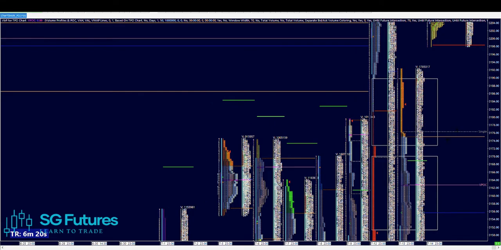So when I collapse that down, what I'm interested in today, I'm just going to remove these drawings. What I am now interested in today is this set of single prints in here. I'm interested there, and I'm also probably interested up here as well. And these are the areas that I'm going to be trying to play for today.